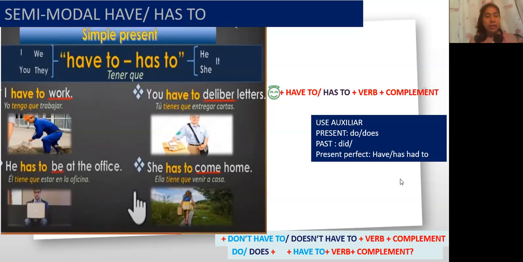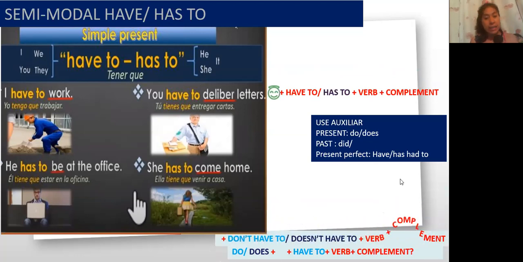In my example, in the picture, in present, you use I have to, but with the third person, you say he has to. Example, on the left, he has to be at the office. On the right, you have to deliver letters. And about she, she has to come home. So we have this structure: subject plus have or has to, the verb in infinitive form or simple form, plus the complement.